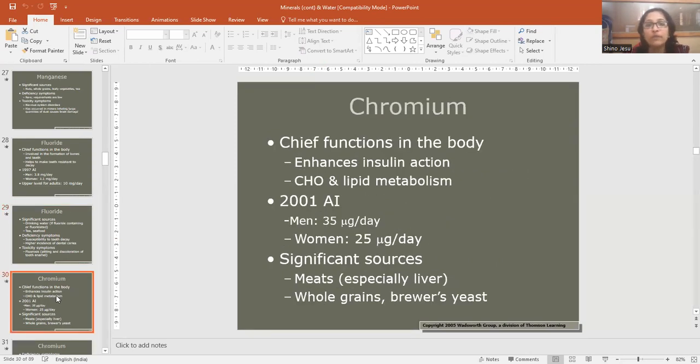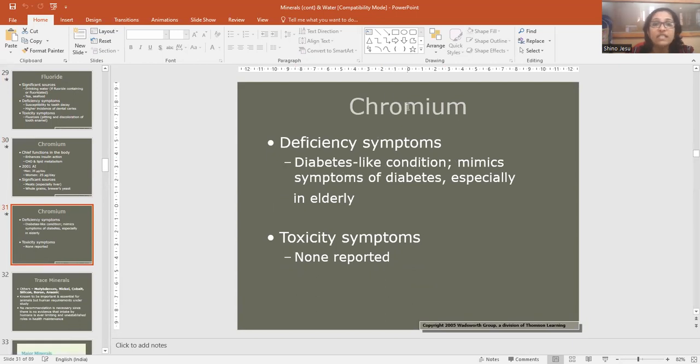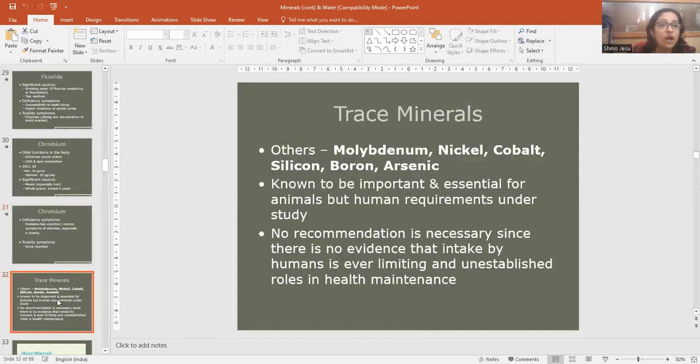And finally, chromium: its chief functions in the body are in insulin action and carbohydrate and lipid metabolism, and significant sources are meat, liver, whole grains, yeast, etc. Deficiency symptoms include a diabetes-like condition, mimicking symptoms of diabetes, especially in the elderly, and toxicity symptoms are none so far of importance. Other trace minerals like molybdenum, nickel, cobalt, silicon, boron, and arsenic are essential for animals, but human requirements are under study, and no recommendations are made.